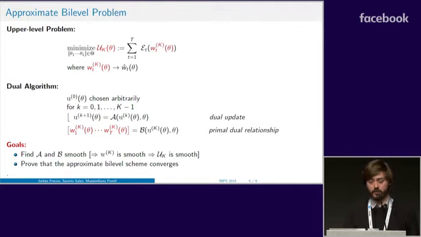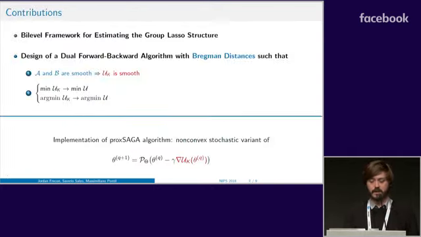So now the goals are twofold. We would like to find mappings A and B that are smooth in order to smooth the upper level objective UK, and also we would like to prove that this approximate bilevel scheme converges to the exact one. Here are the contributions of our paper. First, we have proposed this bilevel scheme to estimate the group lasso structure. Also, we have designed a dual forward-backward algorithm with Bregman distances chosen to make A and B smooth. And we have proved that by using this scheme, you get the convergence of your approximate problem to the exact one in terms of minimum value and in terms of minimizer.